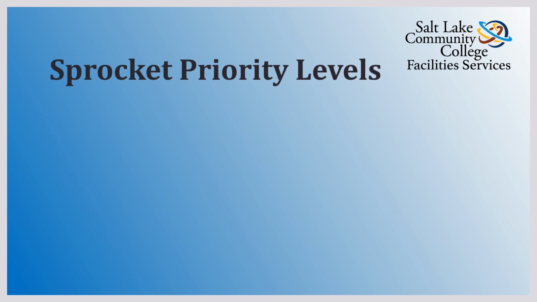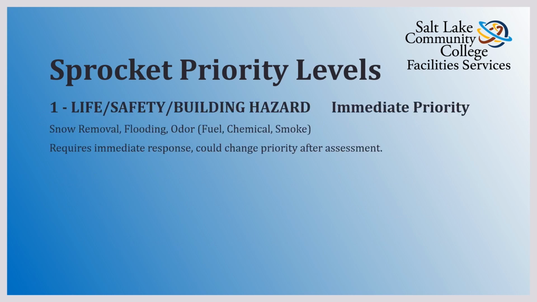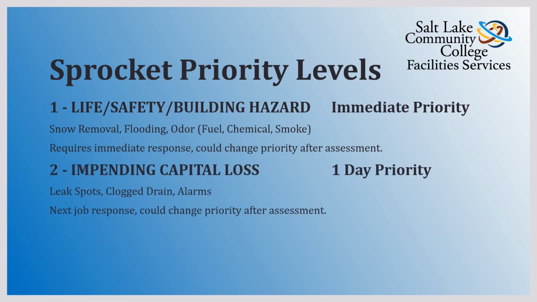Here's the breakdown. Priority 1. Life, Safety, Building Hazard. These are emergencies that require immediate attention, such as snow removal, flooding, or hazardous odors. Your team must respond immediately and assess the situation promptly. Priority 2. Impending capital loss. This includes issues like leak spots, clogged drains, or alarms. While not immediate emergencies, they require a next job response within 1 day to prevent further damage.